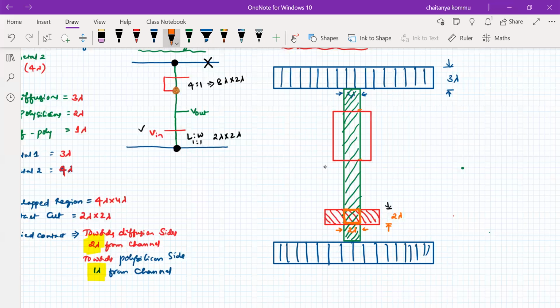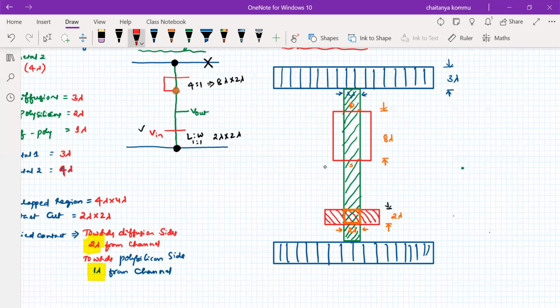How can you say this? This is, for example, the source, and this is the drain. Now the source to drain distance is nothing but the channel only. Therefore it is 8 lambda, for example. That means it should be 4 times. So the length of the depletion transistor is 4 times that of the enhancement type MOS transistor.